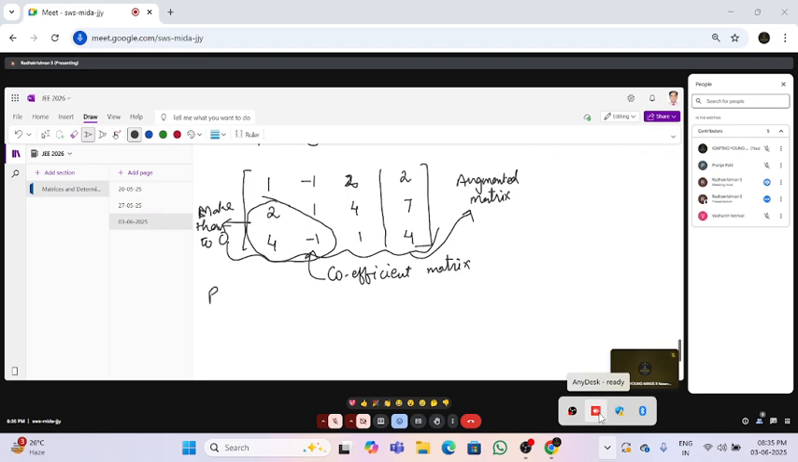Okay, R2 we convert into R2 minus 2R1. If you do that, 2 minus 2 into 1 will become 0, right? Similarly, R3 you convert to R3 minus 4R1. Then this will also become 0. So in one step we can make both these terms 0. Okay. So let's just do that.